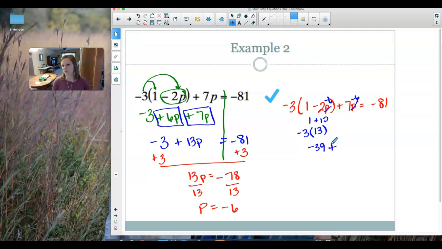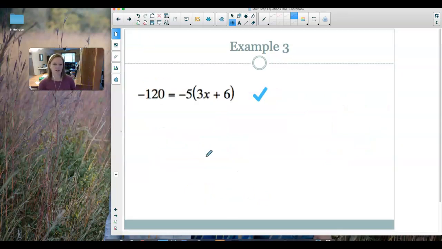Then we have this plus 6 negative 6 times 7 is negative 42. And if we add those together, we get negative 81. So again, our answer works. p equals negative 6. Okay, let's just do one more.